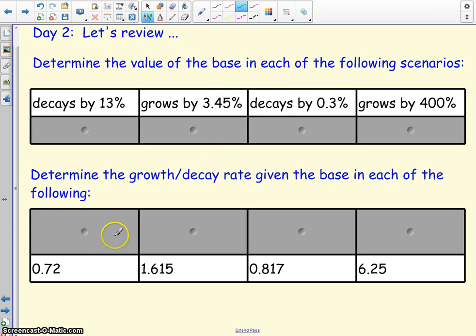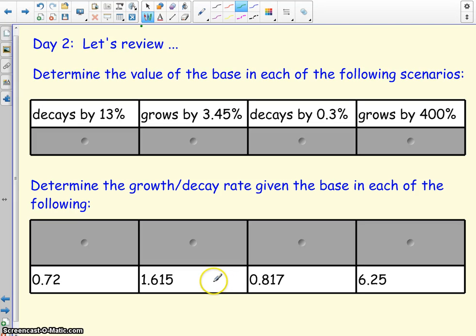And then we're going to go backwards here. So again, just practicing here, I'm going to give you the A value, telling you what the growth or decay rate is going to be. Okay, so take a second and try those first, and then we'll go through them together.